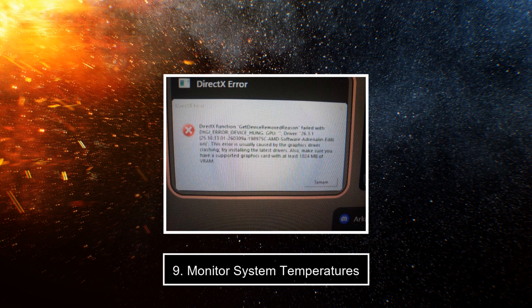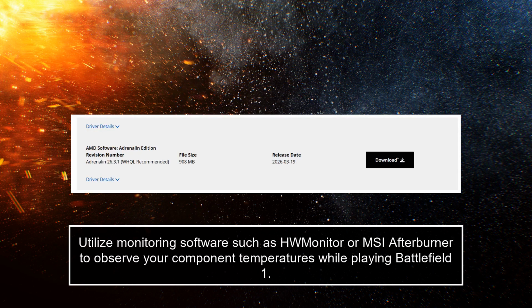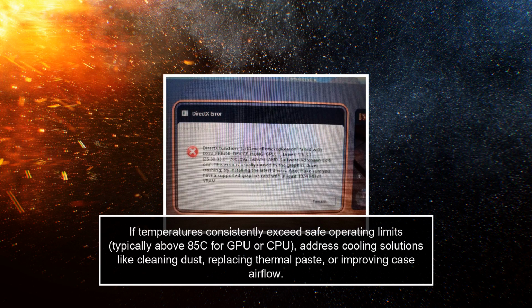9. Monitor system temperatures. Overheating CPU or GPU components are a common cause of crashes, thermal throttling, and graphical distortions. Utilize monitoring software such as HWMonitor or MSI Afterburner to observe your component temperatures while playing Battlefield 1. If temperatures consistently exceed safe operating limits, typically above 85 C for GPU or CPU, address cooling solutions like cleaning dust, replacing thermal paste, or improving case airflow.